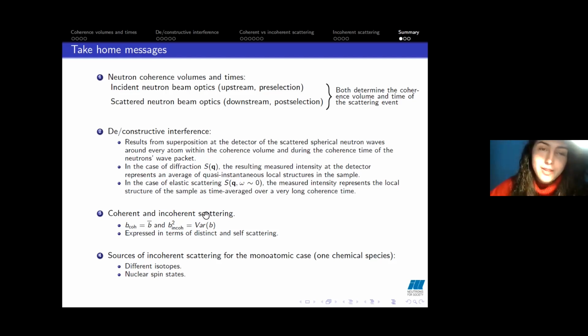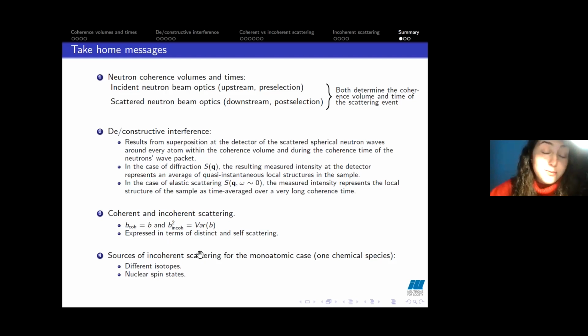And then for coherent and incoherent scattering, I guess from all the formulas, I just want you guys to remember that the coherent scattering length is basically the average. And this is why it gives rise to a signal that gives us information about collective phenomena. However, the incoherent one, which is the variance of b, gives us other kind of information. And again, I express this in terms of distinct or self scattering.